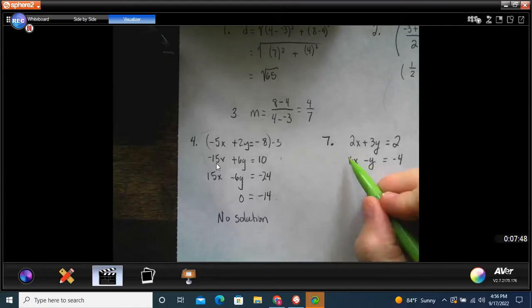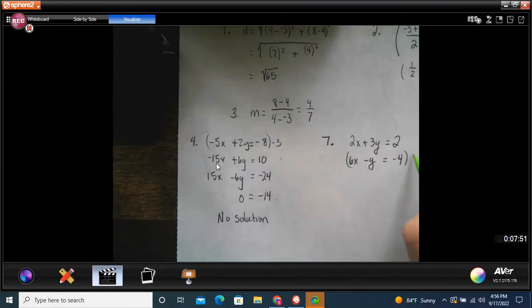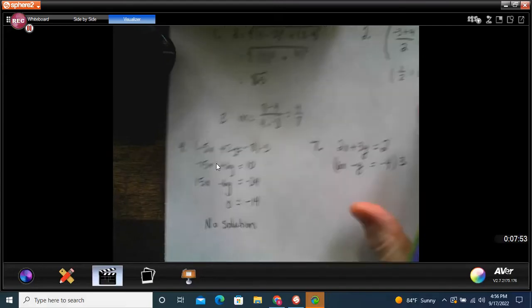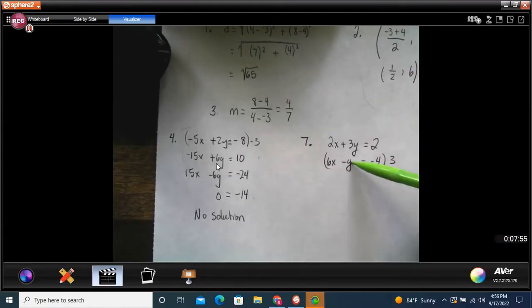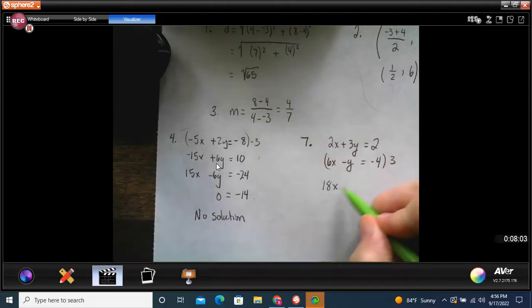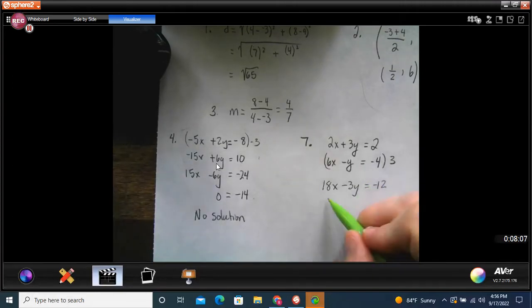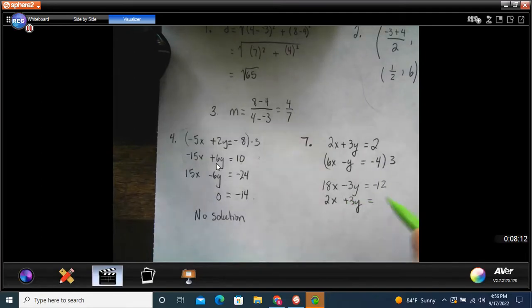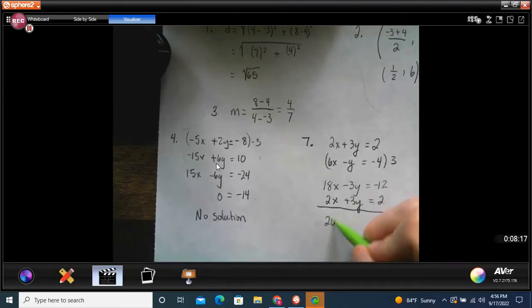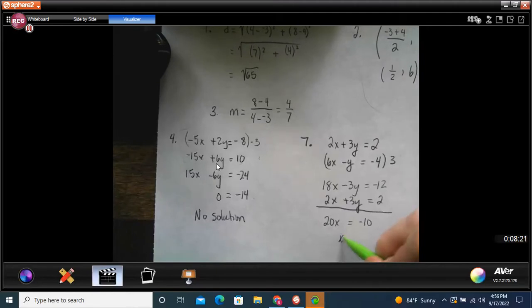I'm going to multiply this bottom equation by 3, and that's my plan, because this then would be negative 3y, and when I add it to this, the y's would drop out. So I'm going to have 18x minus 3y equals negative 12. The first equation, 2x plus 3y equals 2. I add these together, I get 20x equals negative 10. x is negative 1/2.